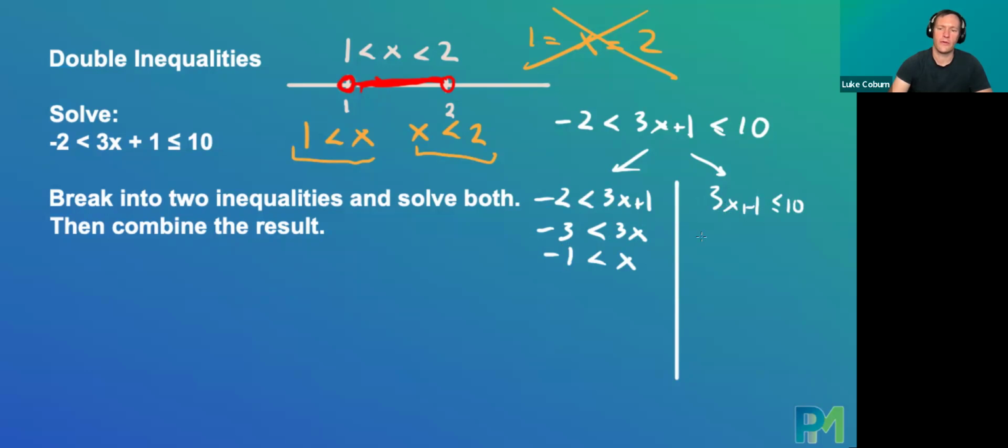And this time I bring the numbers to the right-hand side. So 3x is less than or equal to 9. So that means that x is less than or equal to 3. And there we have it. We can combine them back again: -1 less than x less than or equal to 3.